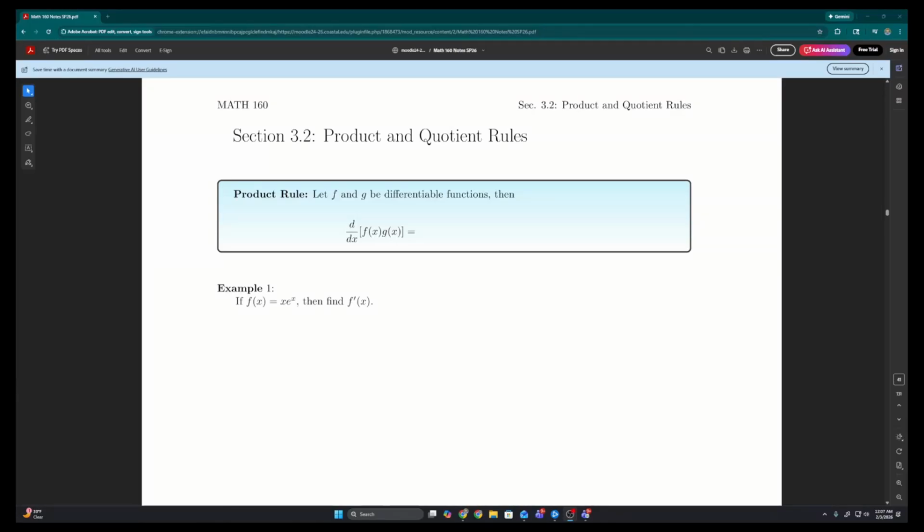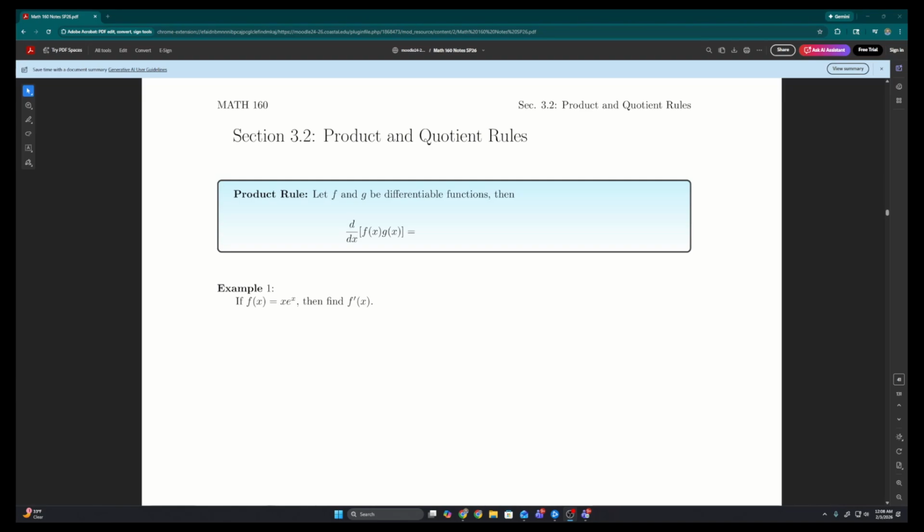All right, welcome to day two of doing some online stuff. So what we have here is we're doing 3.2. We're not doing the whole thing. We're only doing the first half, which is going to be considered product rule, and then the second half, which is going to be going over on Wednesday, which is going to be quotient rule.